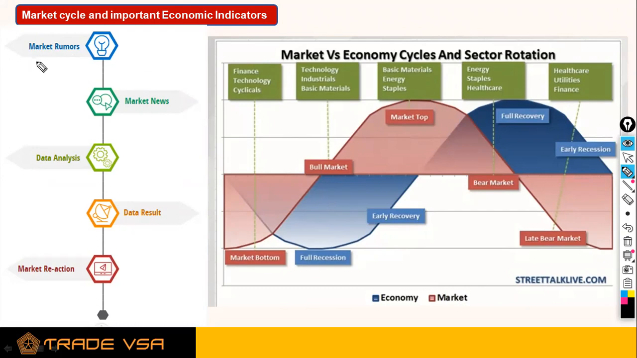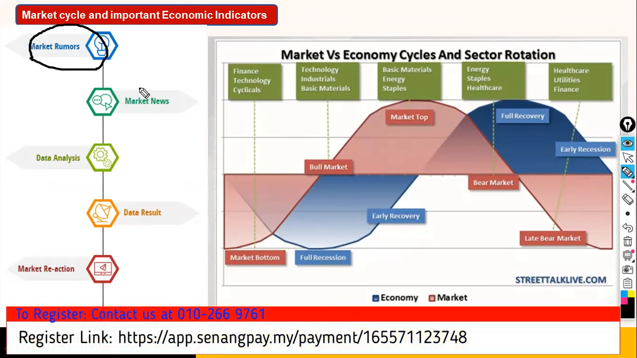Markets usually use market rumors first, then come out with market news and data analysis. This is something like market rumors saying, oh, the CPI should be good, everything should be rosy. Then the market news comes out, and the buying sentiment is not so good.